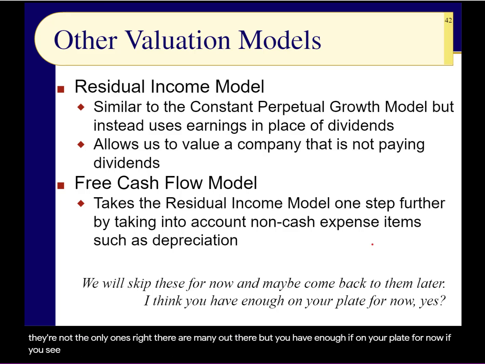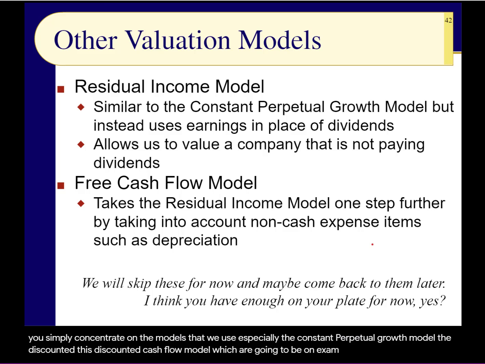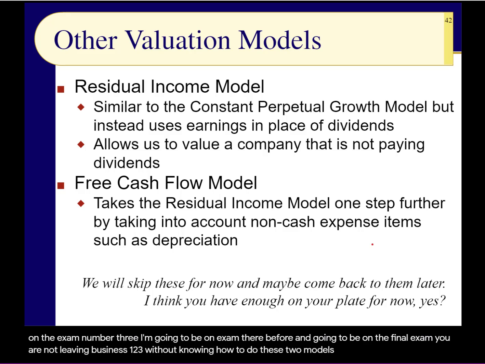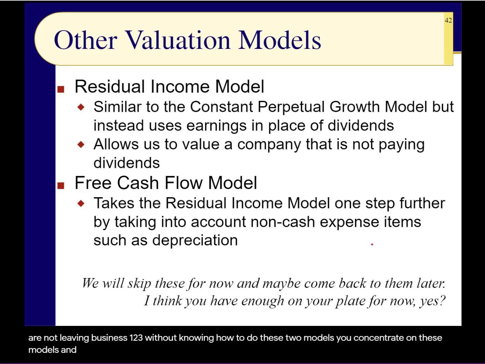If you simply concentrate on the models that we use, especially the constant perpetual growth model, the discounted cash flow model, which are going to be on exam number 2, and going to be on exam number 3, and going to be on exam number 4, and going to be on the final exam, you are not leaving Business 123 without knowing how to do these 2 models. You concentrate on these models, and you decide whether or not they speak to you, and then you go look for other models and see what they say to you and how they help you identify, choose, monitor your individual stock selections.